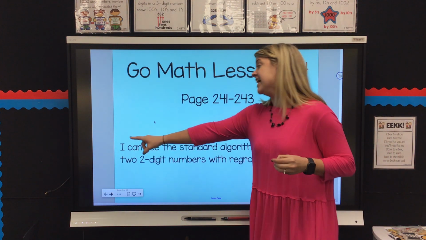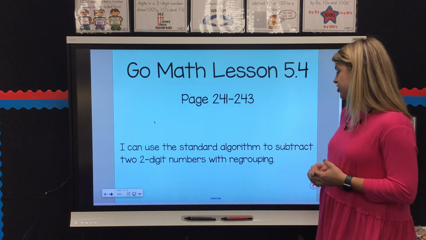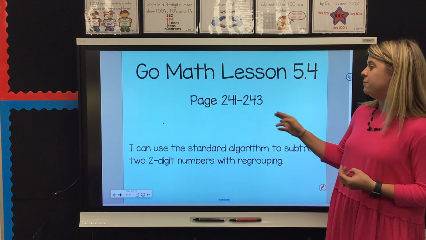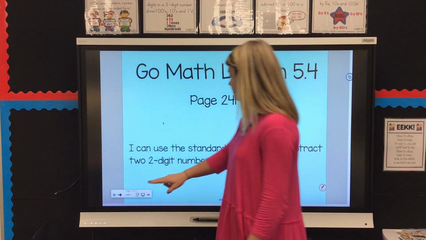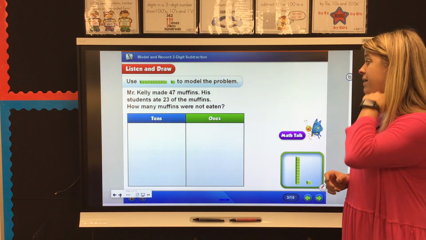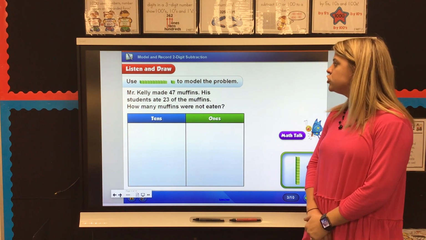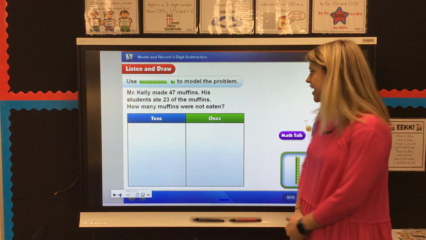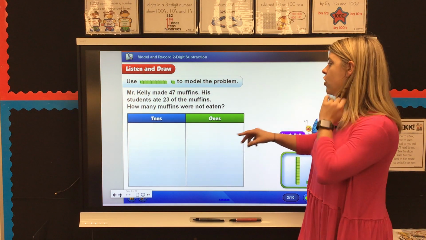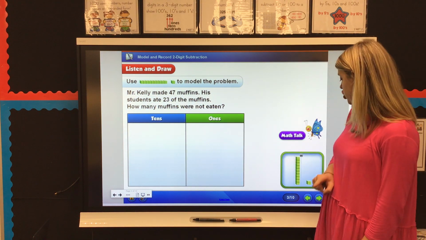Our statement today is, I can use the standard algorithm to subtract two-digit numbers with regrouping. All right, so we should be on page 241. Here we go. Mr. Kelly made 47 muffins. His students ate 23 of the muffins. How many muffins were not eaten? So we know that Mr. Kelly made 47 muffins, and we're going to show that.